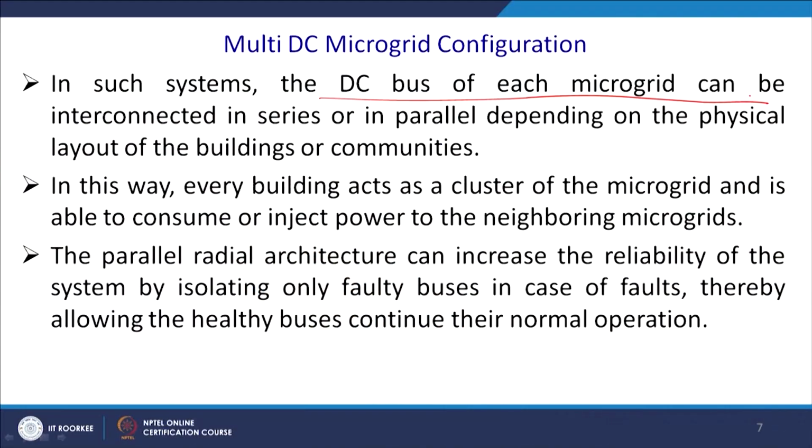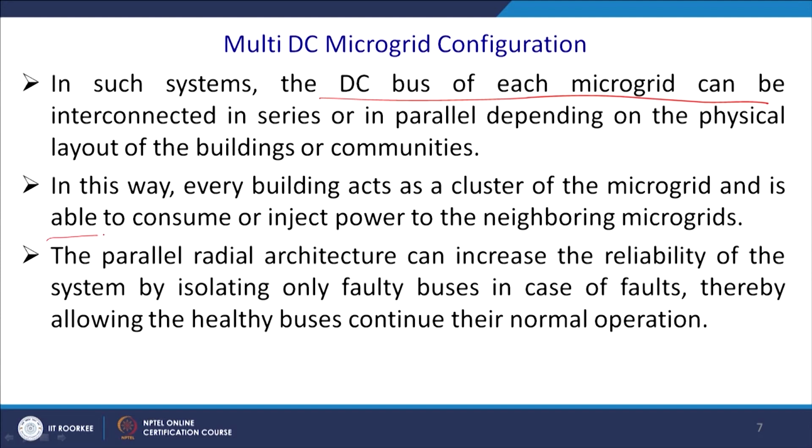In such a system, the DC bus of each microgrid can be connected in series or parallel, depending on the physical layout of the buildings and the communities. So, you can check where it fits, whether you require more voltage. Then you can put them in series and thus the voltage level gets higher, and you may also provide a parallel path, positive or negative DC bus, and thus it gives you redundancy.